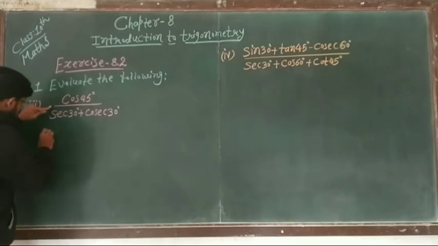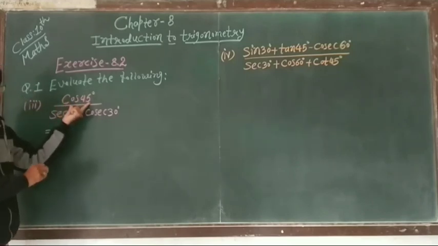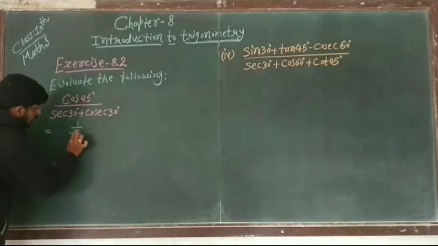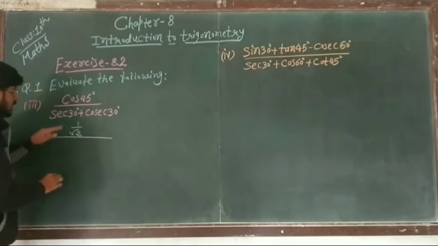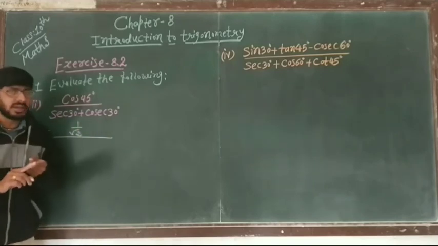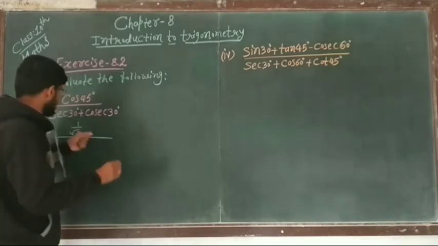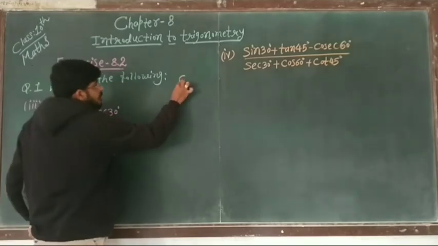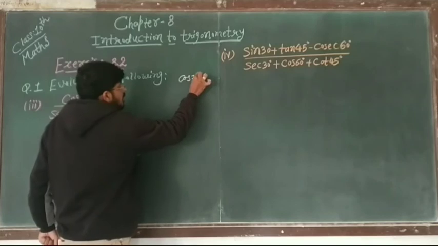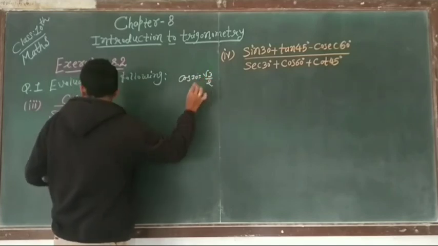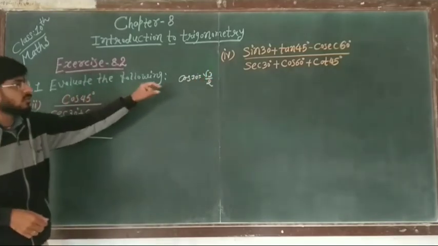Now see, cos 45 means 1 upon root 2 whole divided by sec 30. Sec 30 means we can write 1 upon cos 30. Okay, and the value of cos 30 will be root 3 by 2. So we can write sec 30 equal to 2 by root 3.